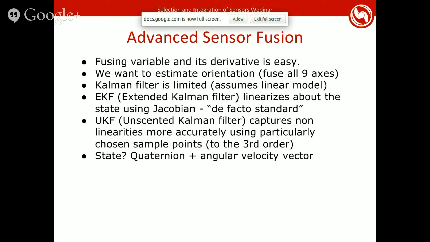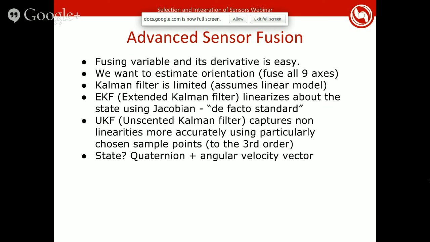Fuse all nine axes that we get from our accelerometers, gyroscopes, and magnetometers. The traditional Kalman filter assumes a linear model. That doesn't really hold. It holds up for the variable and derivative case, but we want to estimate orientation because it's nonlinear. You have kind of a sphere plus a little more, a fourth dimension. You have a sphere of possible things. Sines, cosines, circles are not linear.